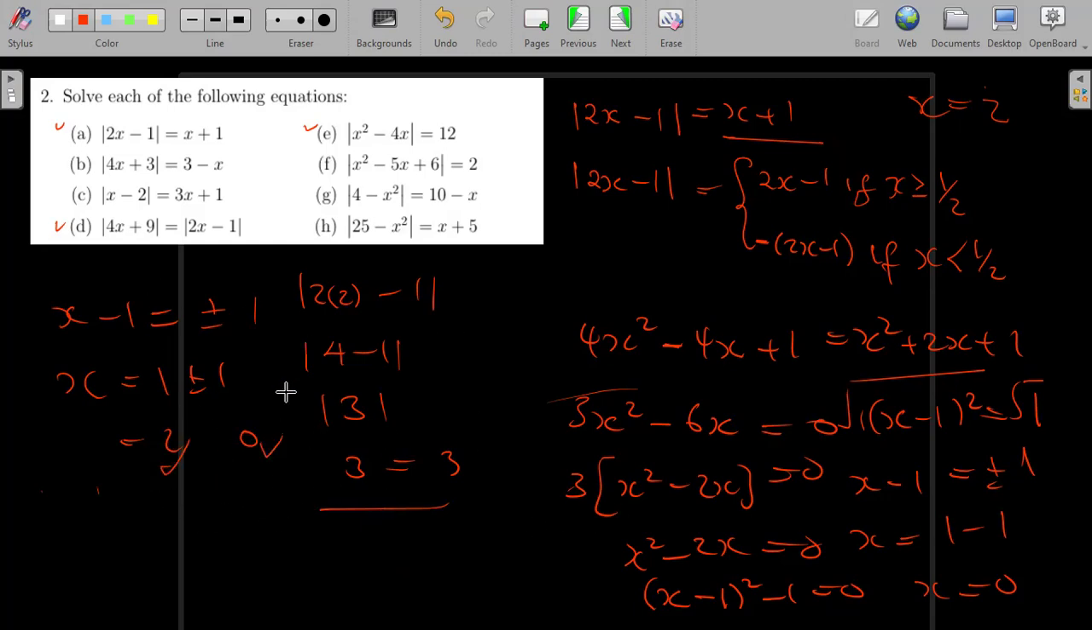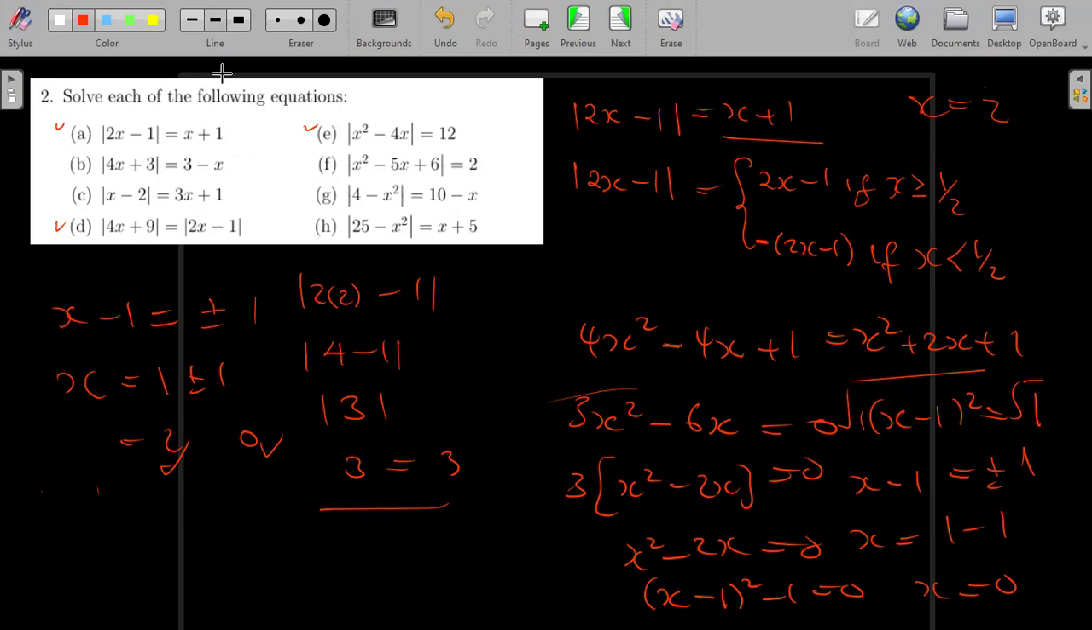So when you're using this method, you want to test the values that you get, to see if they are really valid. Unlike when we're using the graphical method, where we just get the one which we saw in the sketch, and that would be the definite value of whatever we're calculating.